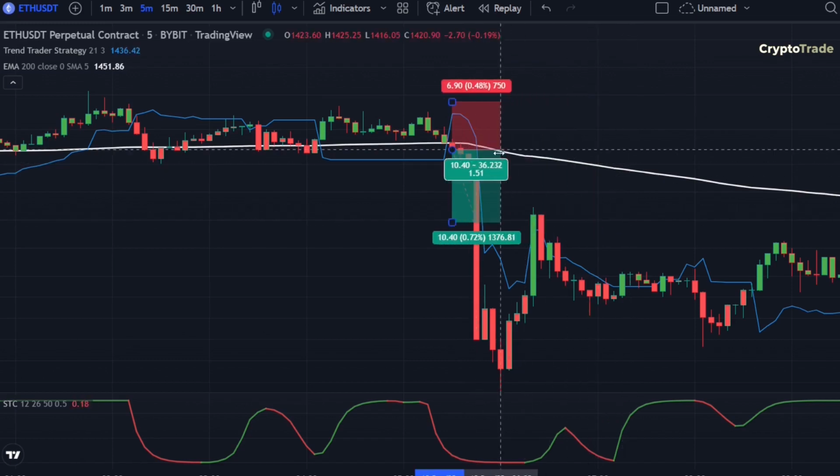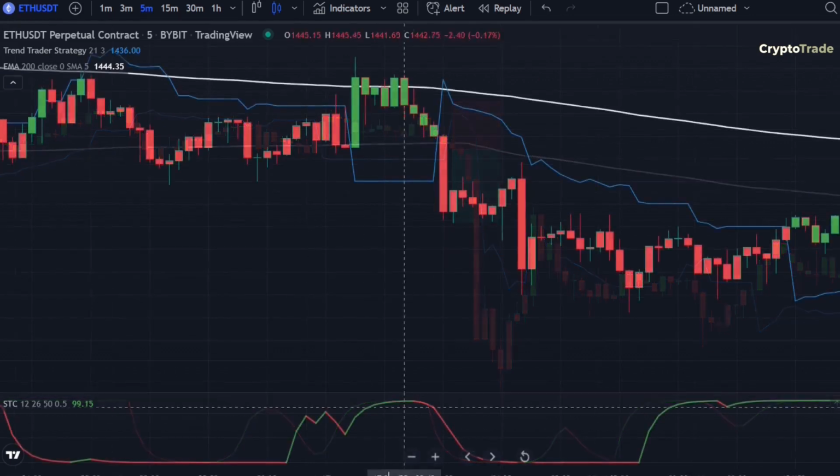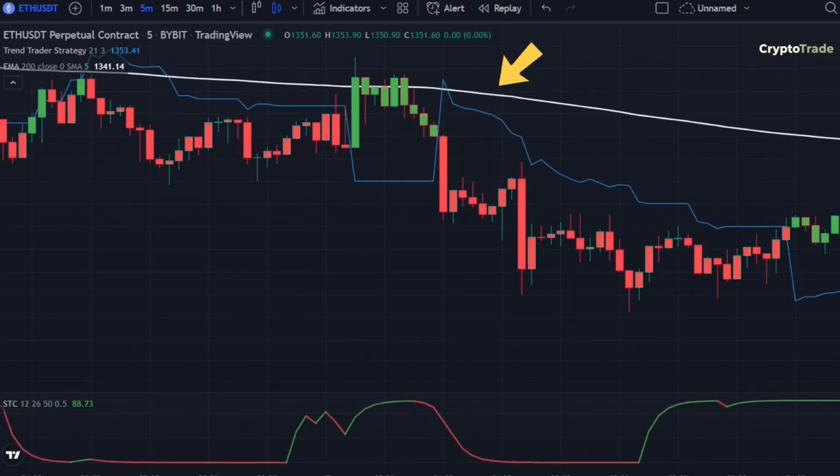The market has reached the target and the trade has been successfully closed. Let's look for the next trade. The candles are below the EMA white line. Candles have changed from green to red. The red candle is below the Trend Trader Strategy blue line. The STC indicator is red.